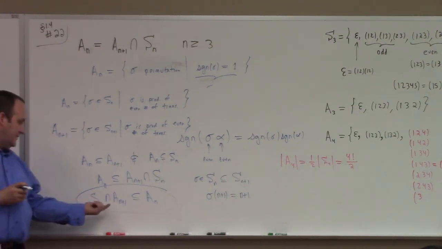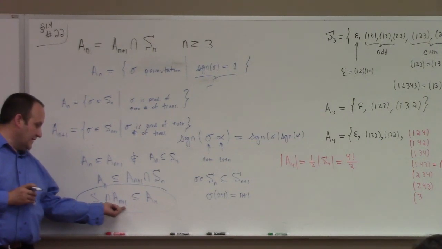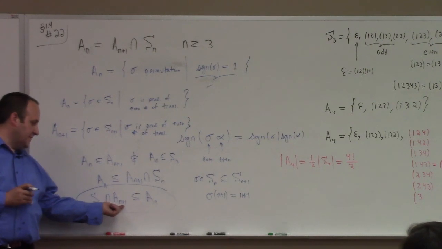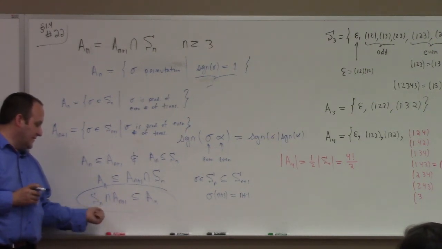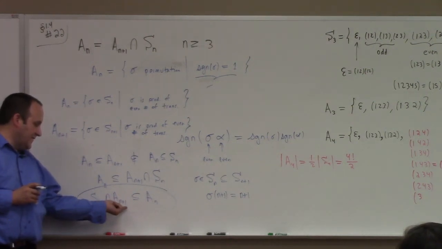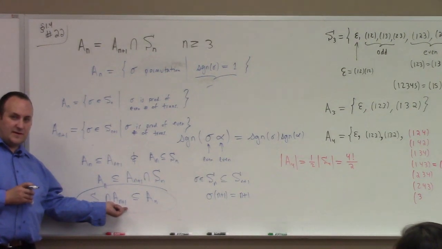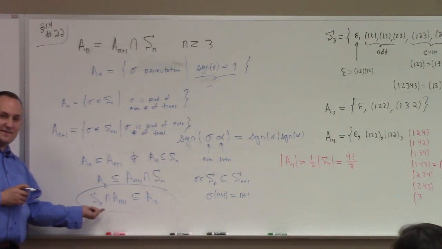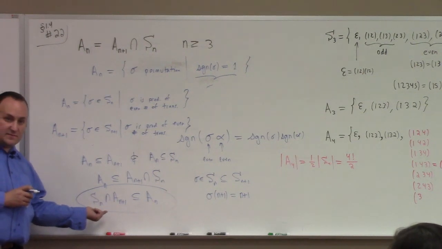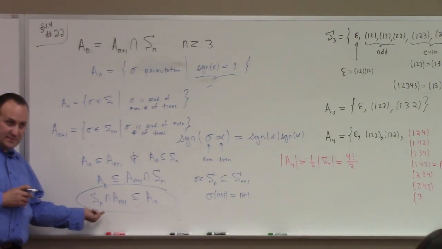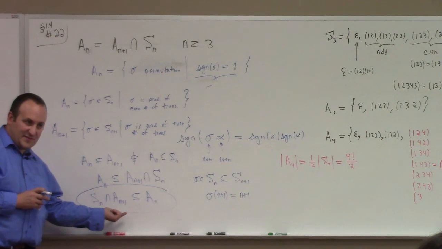So when I think about this, if I pick a permutation in the intersection of these two things, from the fact that it's in A sub n plus 1, I have that it's the product of an even number of transpositions. Right? From the fact that it's in Sn, I have that it fixes n plus 1, and so it can be viewed as a permutation in Sn. So it's a permutation in Sn with an even number of transpositions, which means what?